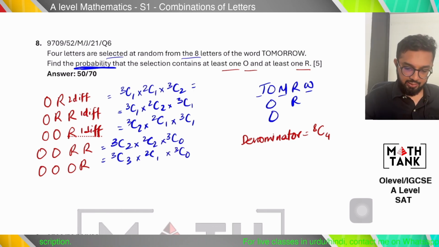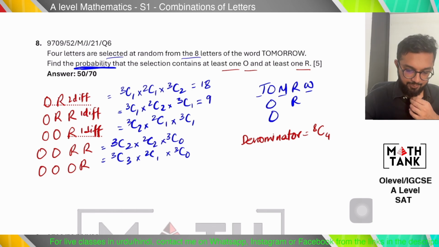So let's see what we get. 3 into 3, 9, 9 into 2, 18. 9 into 1 is 9. 9 into 2 is again 18.